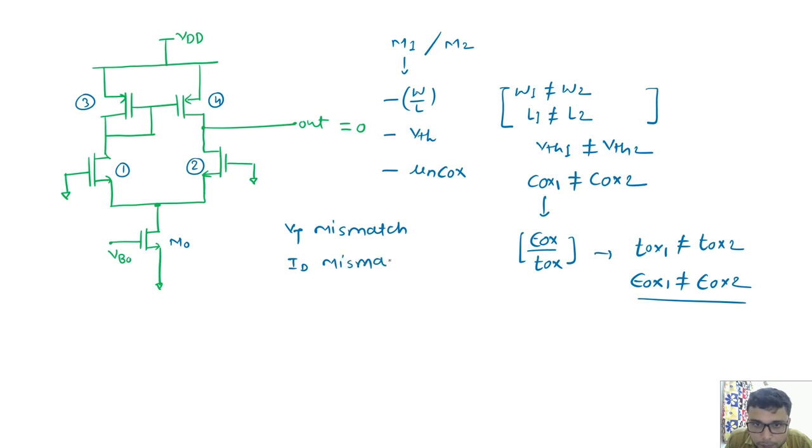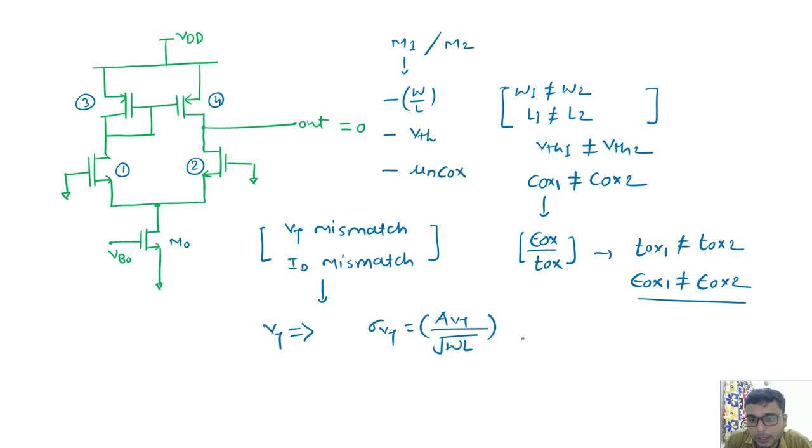If we look at any transistor specs in any particular technology, then these two parameters are mentioned there. In VT mismatch, there is a coefficient, the sigma VT, that is nothing but AVT divided by root W times L, or root area. So AVT is a mismatch coefficient that is defined in the PDK. I'm not going into the depth of this, but yes, AVT is a matching coefficient.